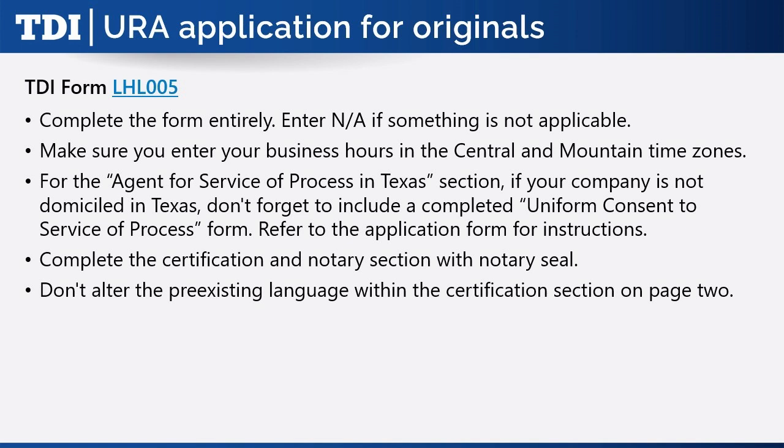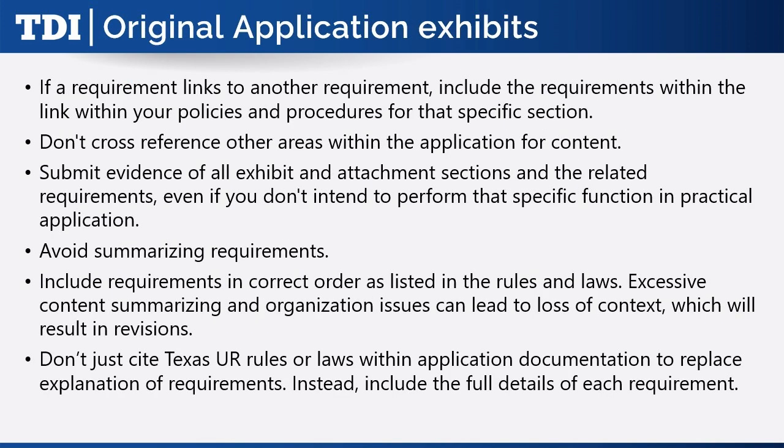For the Agent of Service of Process in Texas section, if your company is not domiciled in Texas, do not forget to include a completed Uniform Consent to Service of Process form, and refer to the application form for instructions. Complete the certification and notary section with the notary seal. And please do not alter the pre-existing language within the certification section on page 2 of the form.